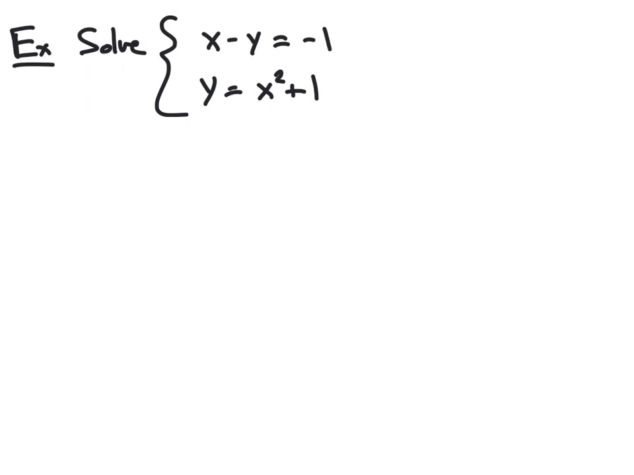For our first example, let's consider the system of equations x minus y equals -1 and y equals x squared plus 1. Notice that this is a system of nonlinear equations. Even though the first equation, x minus y equals -1, is linear, the second equation, y equals x squared plus 1, is not linear because it contains an x squared term. And since at least one of these equations is nonlinear, this is a nonlinear system.